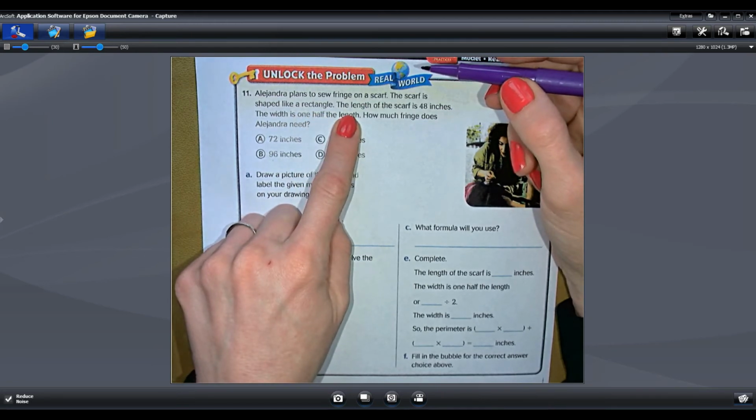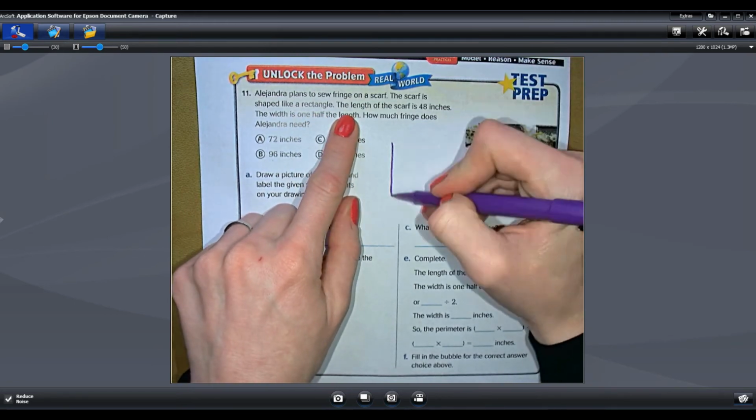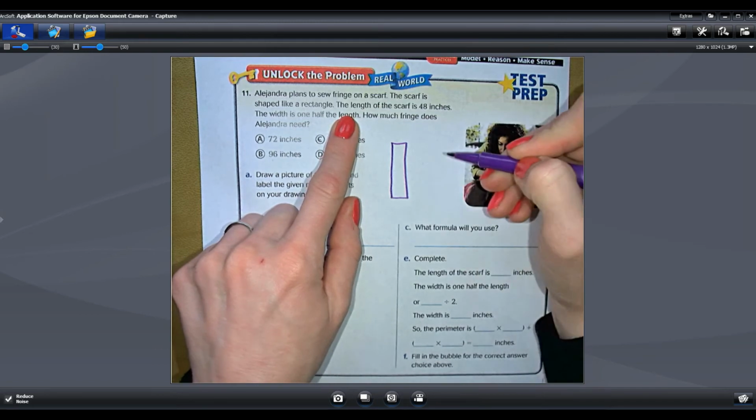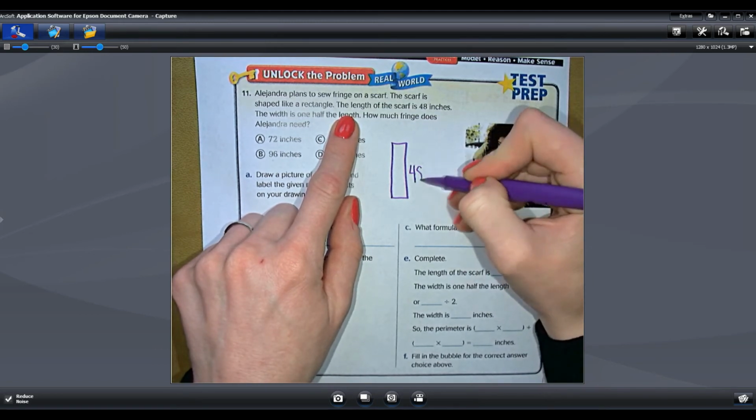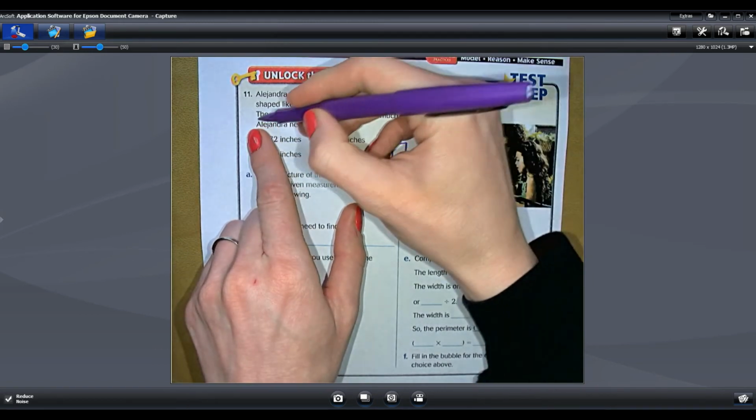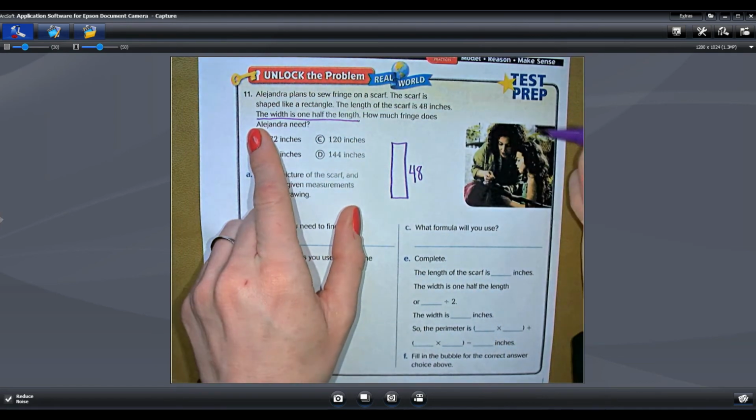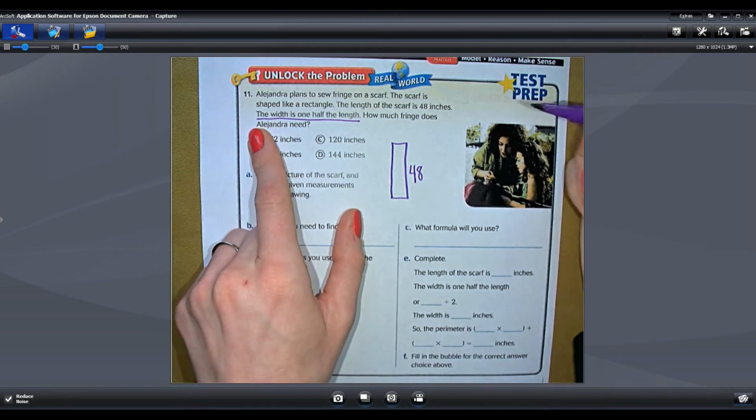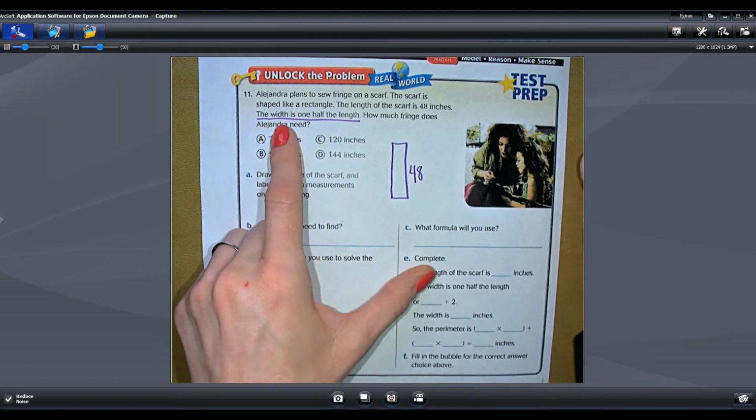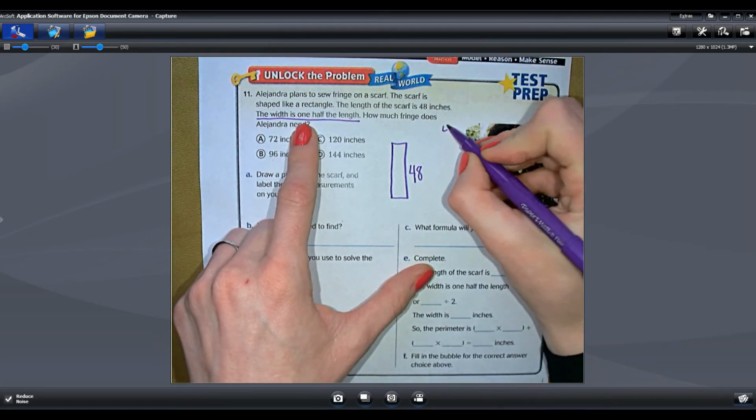Okay, draw it. The length of the rectangle is 48 inches. The width is 1/2 of the length. They don't tell us what number is. We have to figure out what 1/2 of 48 is. Okay, so up here I'm going to do 48 divided by 2.